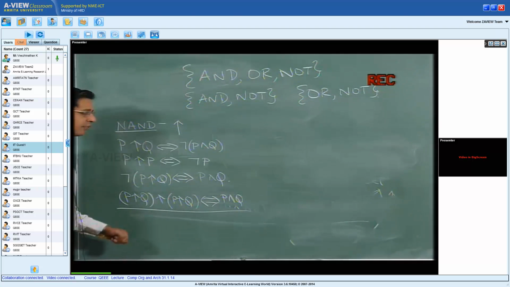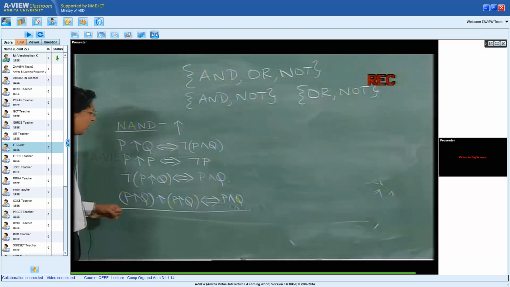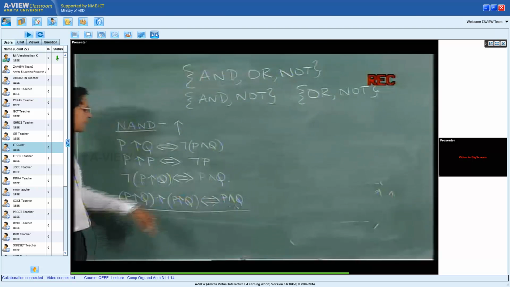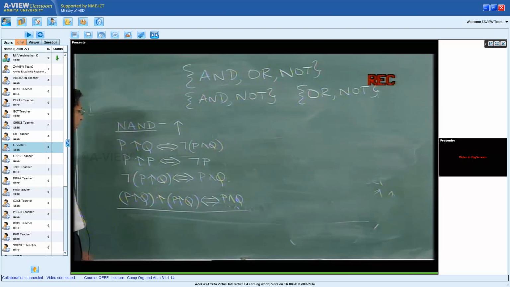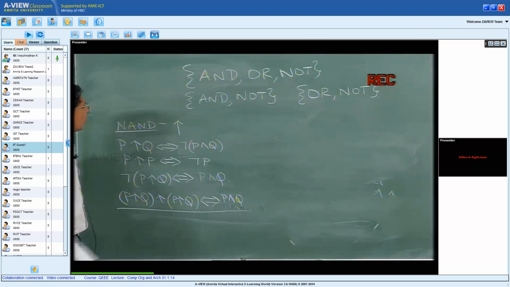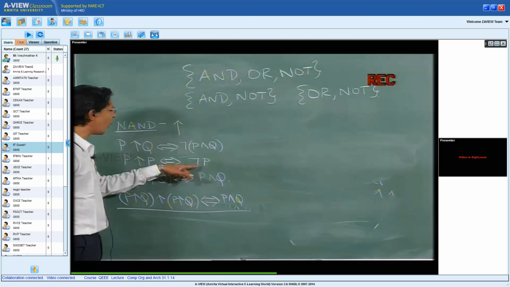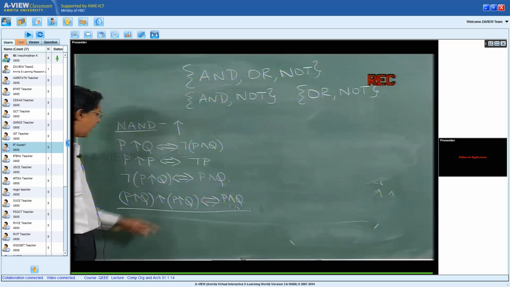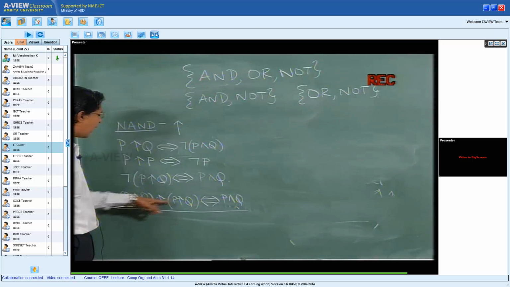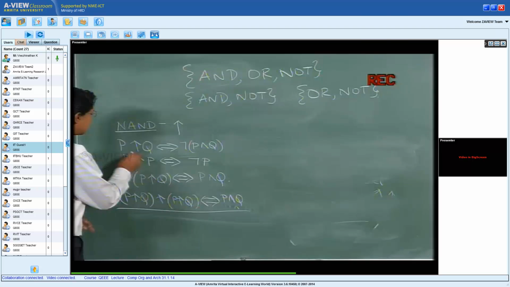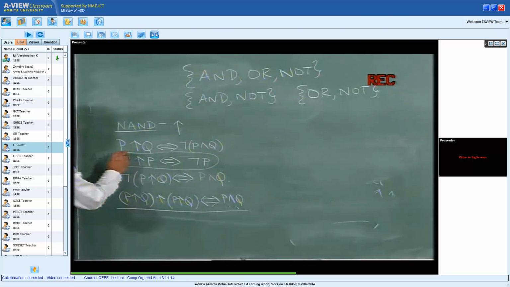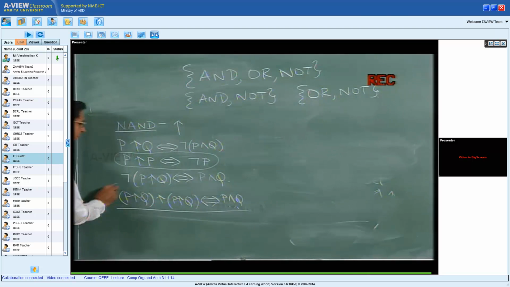So by this we see that both the NOT function and the AND function can be realized in terms of NAND alone. As you see here, the NOT function can be realized in terms of NAND. The AND function can also be realized in terms of NAND.